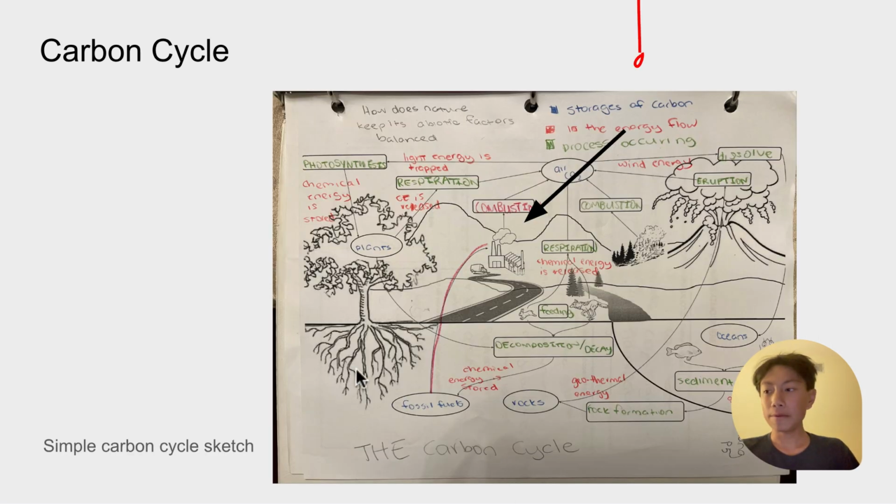This is the carbon cycle. This simple carbon cycle sketch shows the storages of carbon, the energy flows between different storages, as well as the processes occurring during the energy flows. We can clearly see the cycle between carbon and the balance that they have naturally. We can see multiple storages of carbon written in blue.